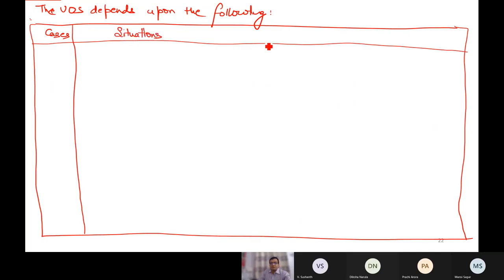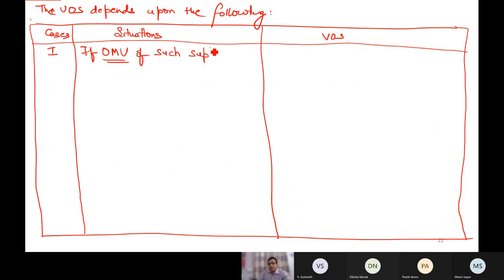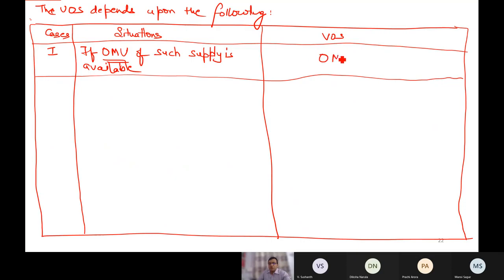Situations. Value of supply. Now, the first situation is what? If open market value of such supply is available. So, this is a new concept. What is the value of supply? Open market value.